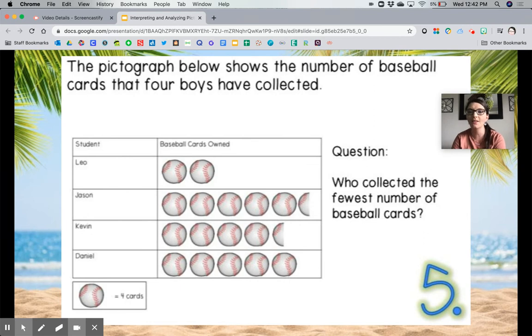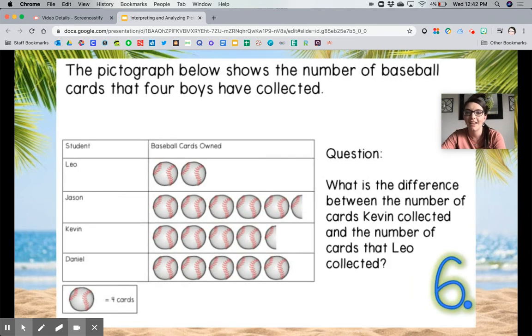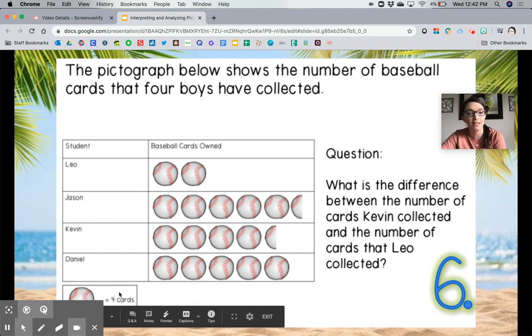Who collected the fewest number of baseball cards? All right, by looking at our pictograph, you should have picked Leo had collected the fewest number of baseball cards. And question 6, what is the difference between the number of cards Kevin collected and the number of cards that Leo collected? Well, I want to look at the key. Each baseball is 4 cards.